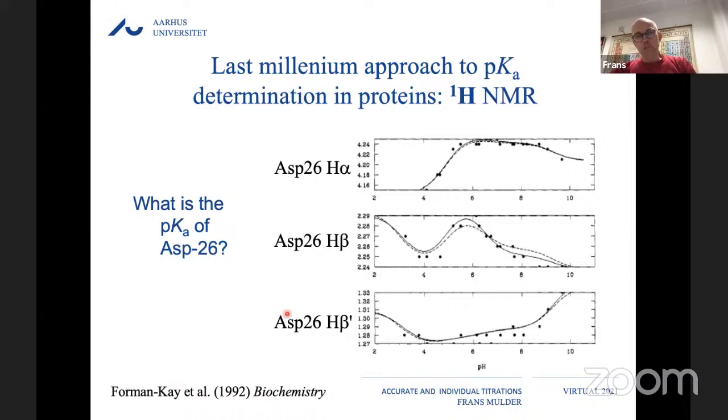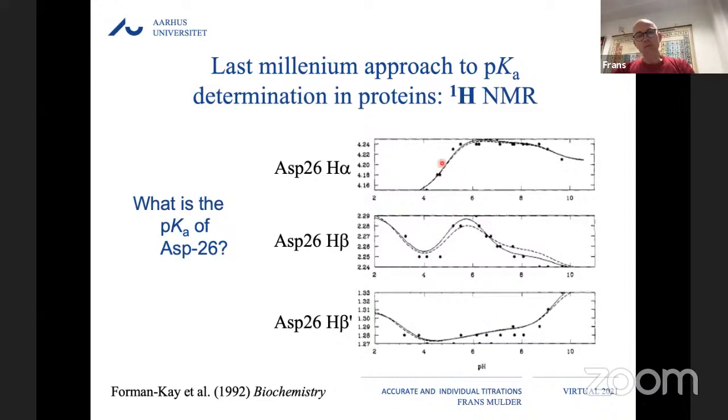And she did titration of this protein and followed a number of atoms or nuclei of this protein in the different side chains, which she had all assigned. And then you get a response of the alpha hydrogen of the aspartate, as in the top graph, and the two beta hydrogens that sit next to it show the behavior in the middle and in the lower panel. And then I always ask, can anyone tell me what is the pKa of aspartate 26? And then it's silent for a while, like now. And then some people have a guess. But the problem is with this kind of data, even if you have a guess, you're never quite sure.